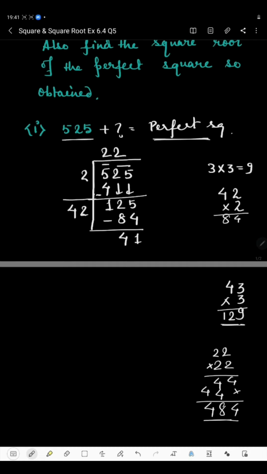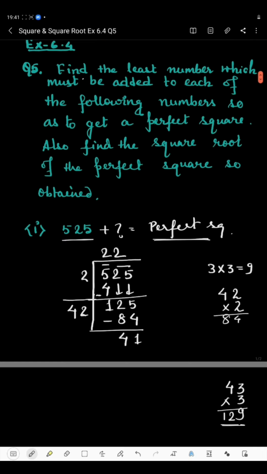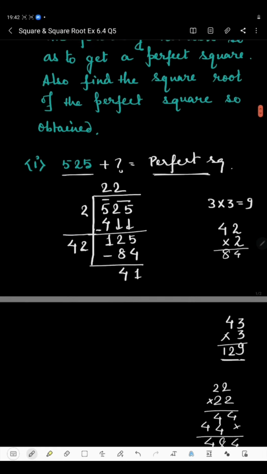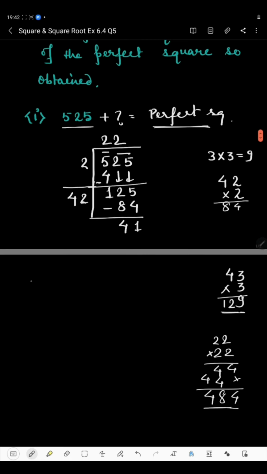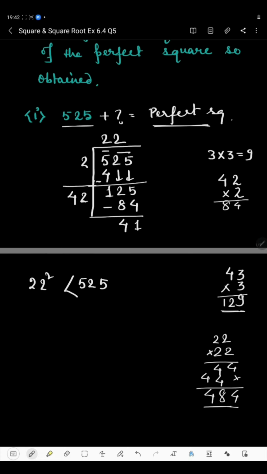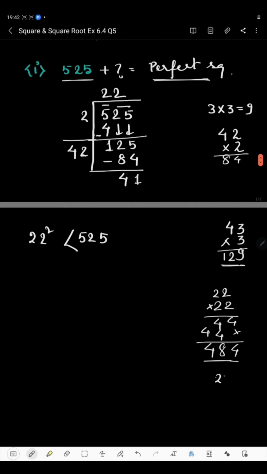So we will have to take the next square number, because the question is to find the least number which must be added to each of the following so as to get a perfect square number. We have seen that 22 square is less than 525, because 22 square is 484. So the next square number is 23. So here we will have to find 23 square.